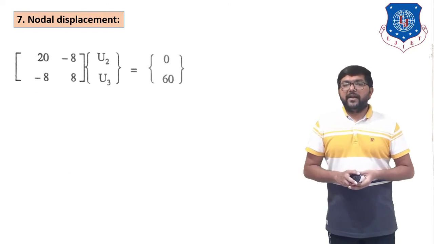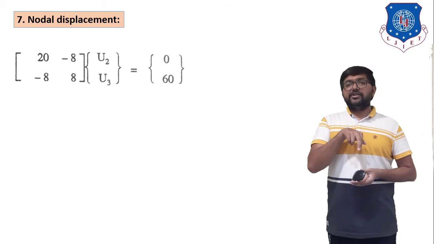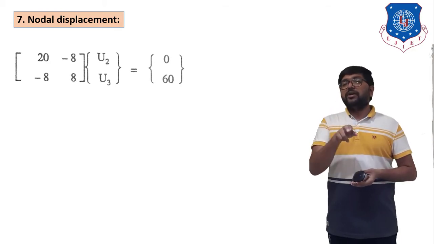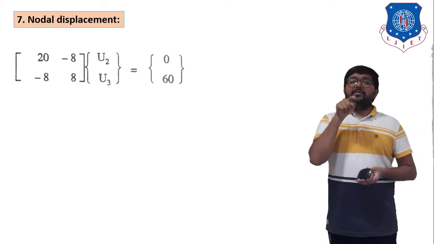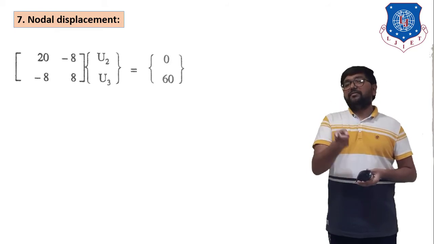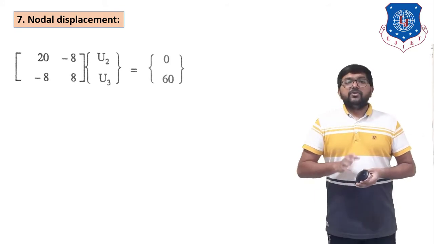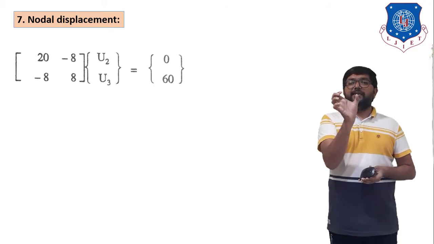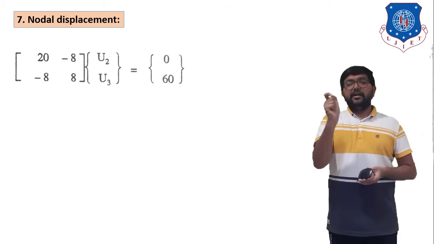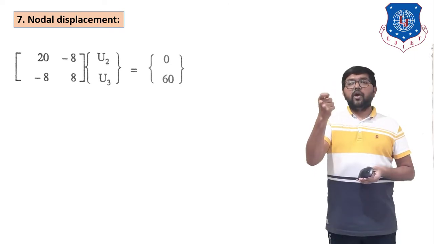Okay, so now we have to find out the nodal displacement. In the previous matrix we just remove the first row and first column because node number 1 is fixed, that means the value of u1 is equal to 0. That's why we remove the first row and first column from that matrix. If we remove them, then only this portion is remaining: 20, minus 8; minus 8, 8; u2, u3 is equal to 0 and 60.